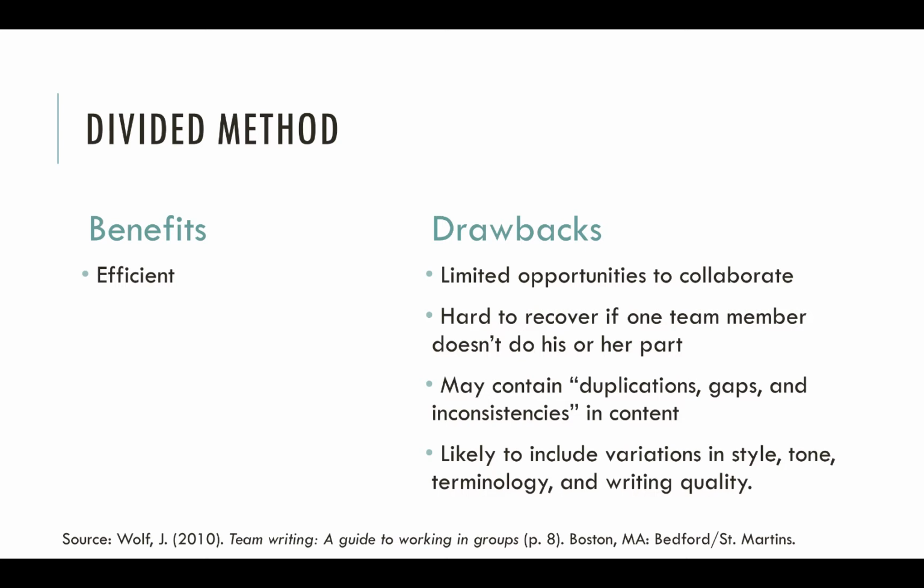For one, it limits opportunities to collaborate, which means that team members don't get to learn from each other. It also can be hard to recover if one person fails to do his or her share, or does a bad job. With this approach, it's likely that the final product will contain duplications, gaps, and inconsistencies. And it can produce what some teachers call Frankenstein papers. That is, a paper with inconsistent style, tone, terminology, and writing quality.